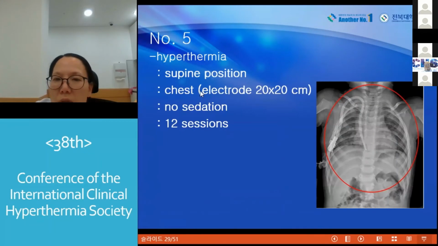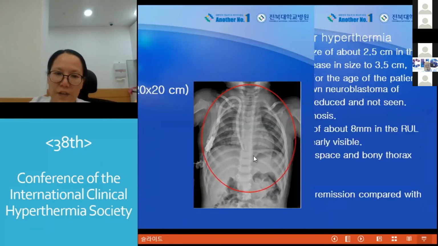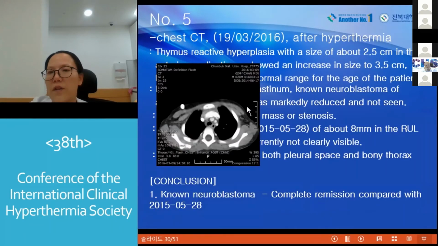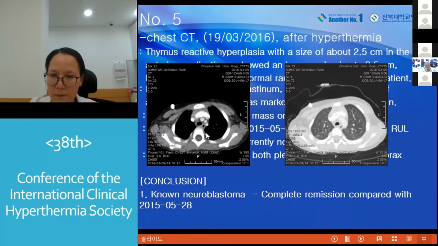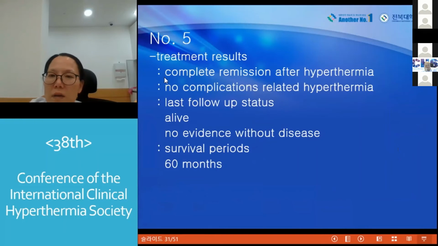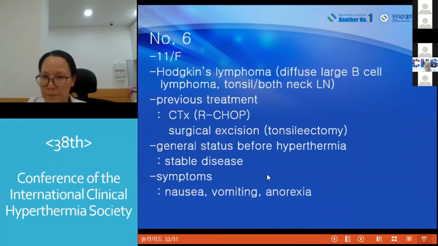So Oncotherm was performed in supine position at chest. There was no sedation. Oncotherm underwent 12 sessions. The image was after hyperthermia. All the region is gone. He is in complete remission after hyperthermia. He had no complication related to hyperthermia. Last follow-up status was alive with no evidence of disease, and survival period is 16 months.